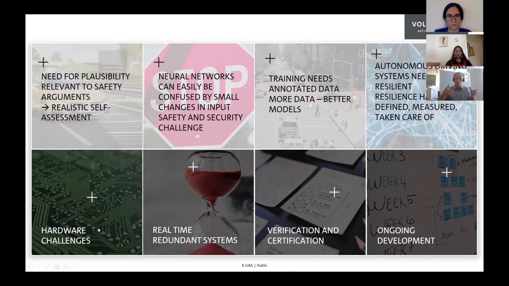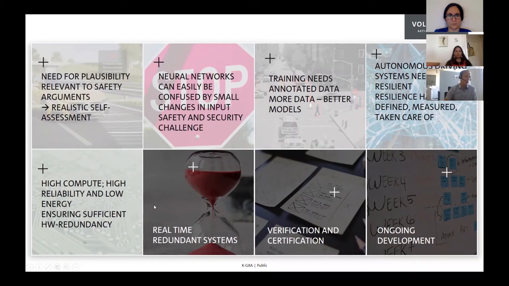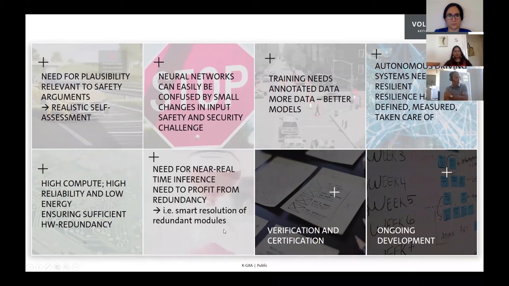Those machines will be experiencing a lot of physical load by just being shaken, being heated, and there's dust and things. So there's a lot of hardware challenges to also come around. And we need to be real time and redundant. I guess I already talked a bit about this.